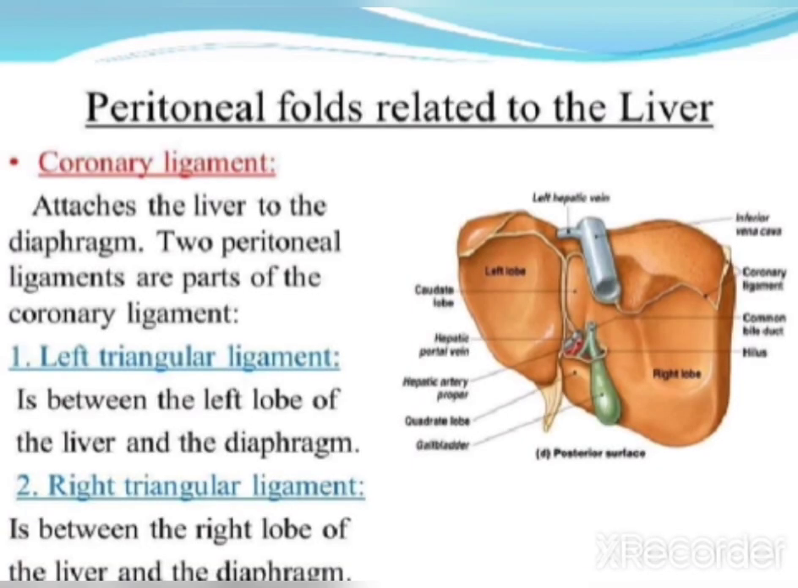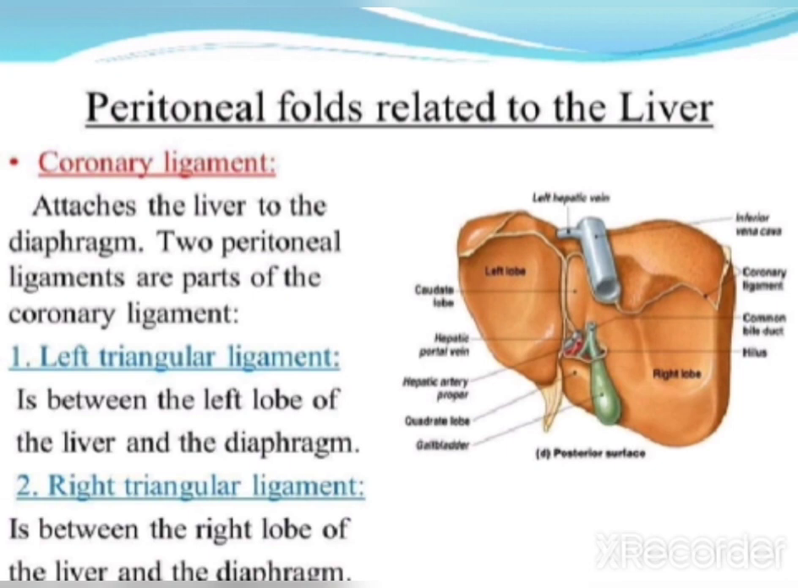Before going to blood supply, let's discuss the peritoneal folds related to the liver. The coronary ligament attaches the liver to the diaphragm. Two peritoneal ligaments are the parts of this coronary ligament, the left triangular ligament and the right triangular ligament.